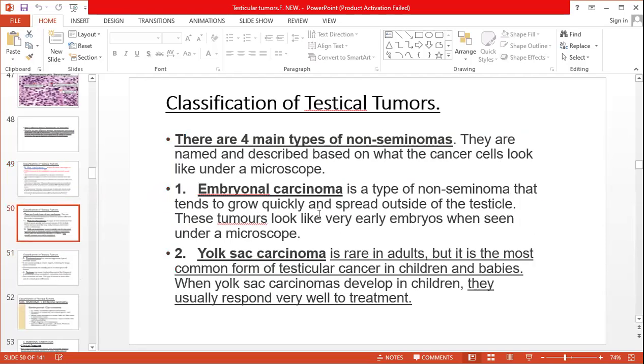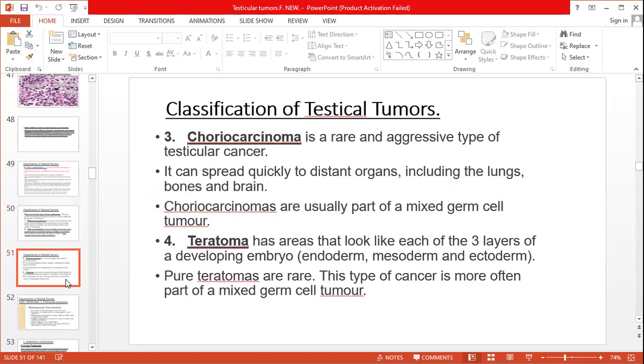The embryonal carcinoma type of non-seminoma tends to grow quickly and spread outside the testis. The yolk sac carcinoma is rare in adults and is the most common form of testicular cancer in children and in babies. And the choriocarcinoma is a rare and aggressive type of testicular carcinoma. It can spread quickly to distant organs, including the lungs, bones, and brain.